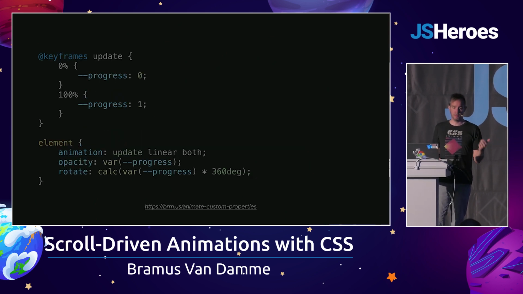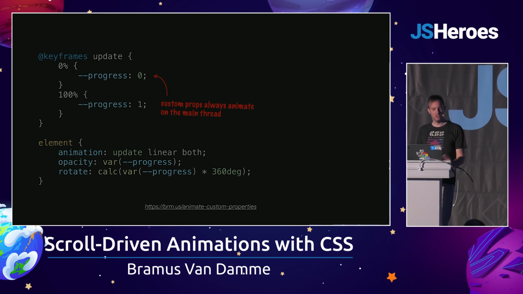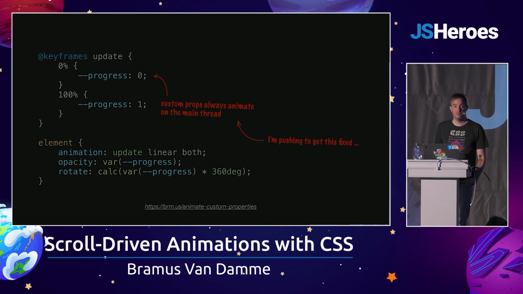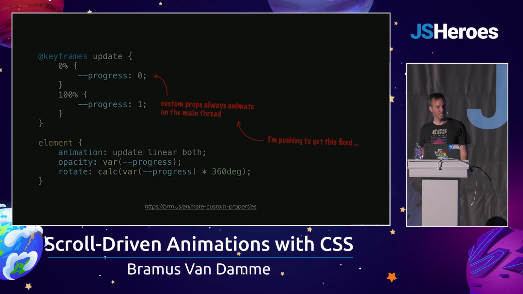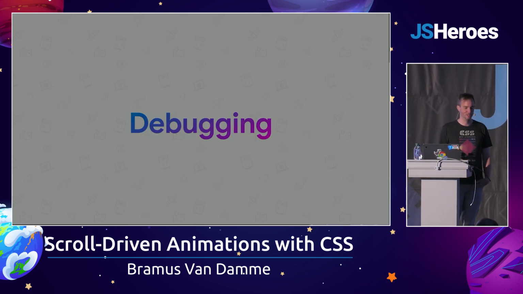Same thing with custom properties. These two run on the main thread, which is very, very unfortunate. I'm pushing to get this fixed. I'm constantly nagging people internally about this. If you want to help out with this, please blog about it. Write posts on social media saying, hey, I also want this, and then that can convince people.